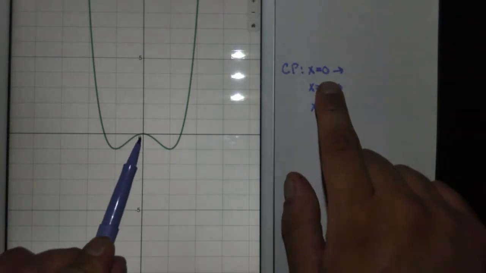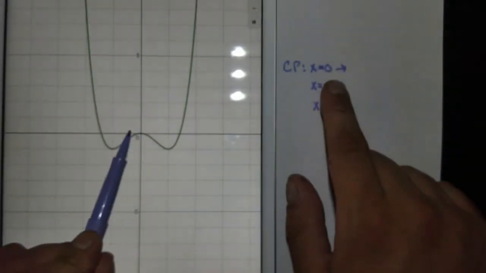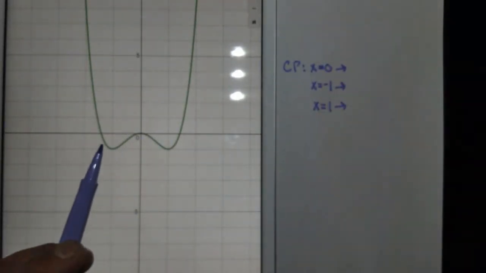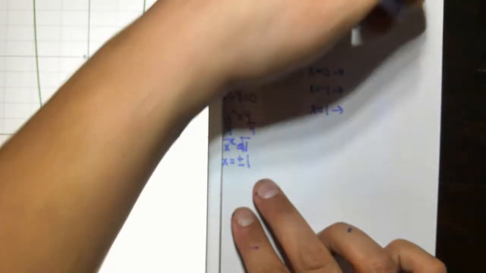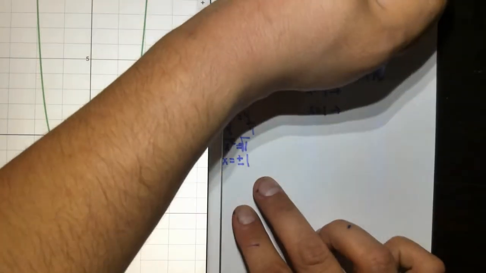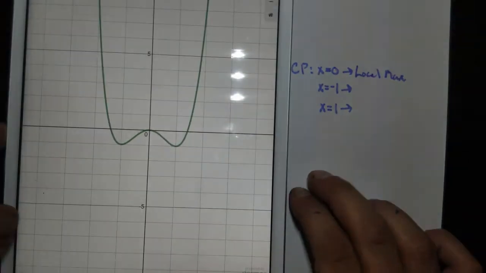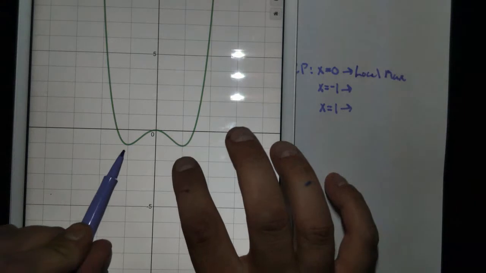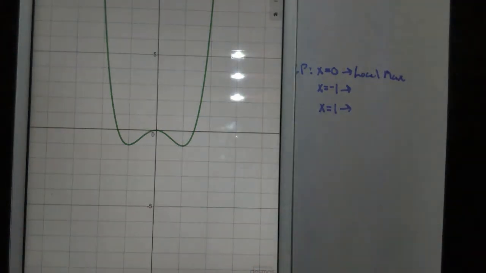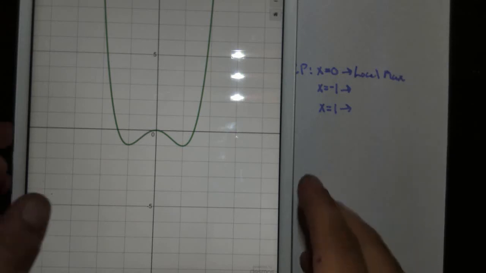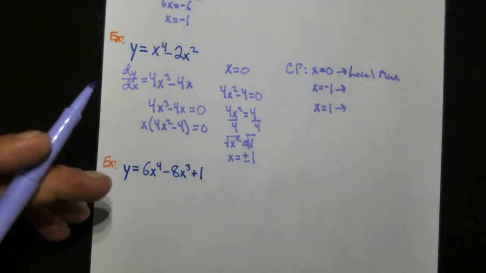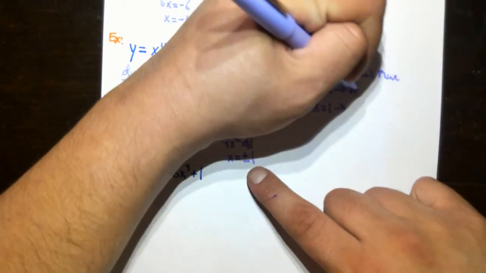The one at 0 is going to be a local max. Notice it's the highest part in its area, but it's not the absolute highest part of the function. So this is going to be a local max. And then we have negative 1 and positive 1. Notice those go down to the same value. So they're actually both the absolute min, right? It's the absolute lowest part of the function. And one doesn't go lower than the other, so it's a tie, really, of absolute min. So at negative 1 and positive 1, we have absolute min.